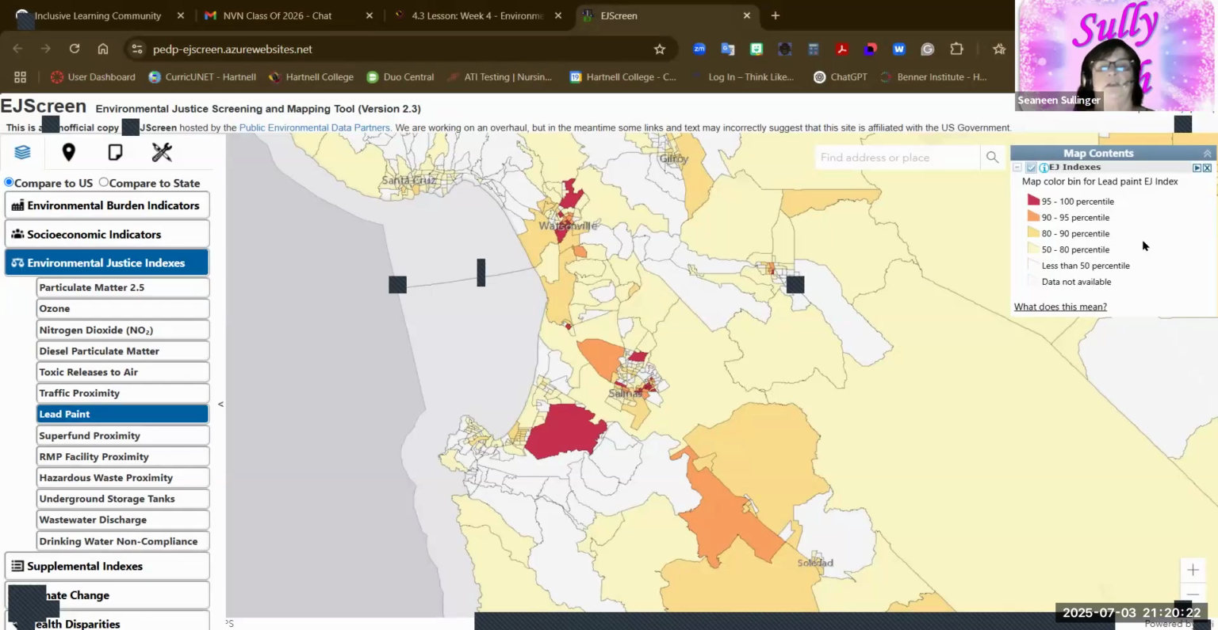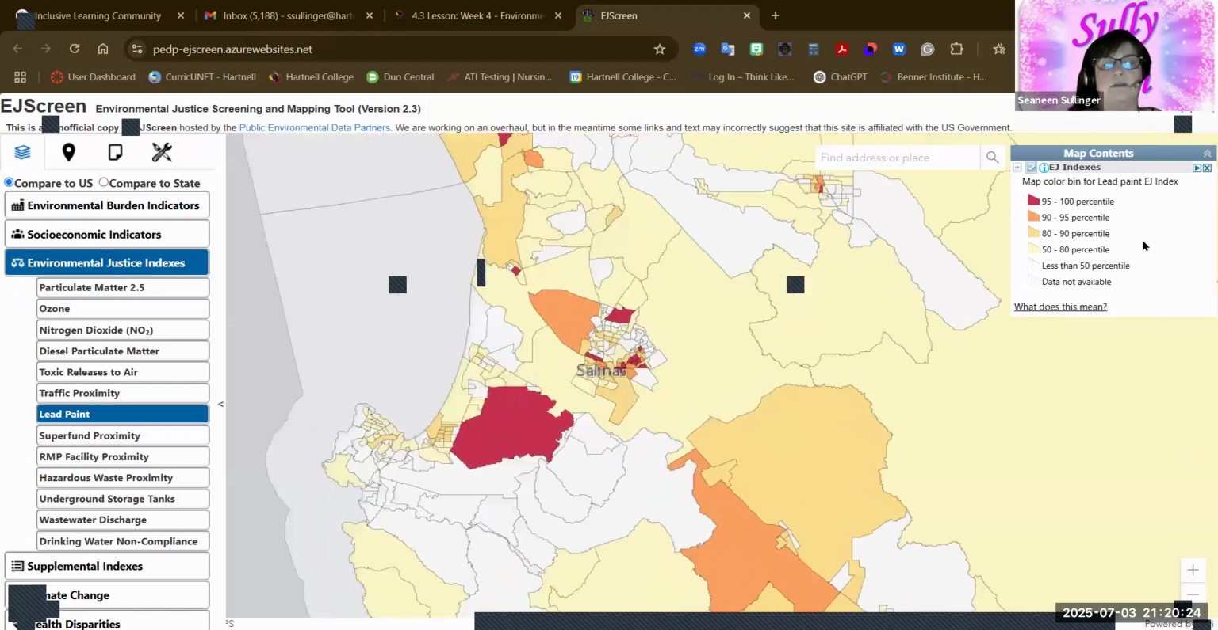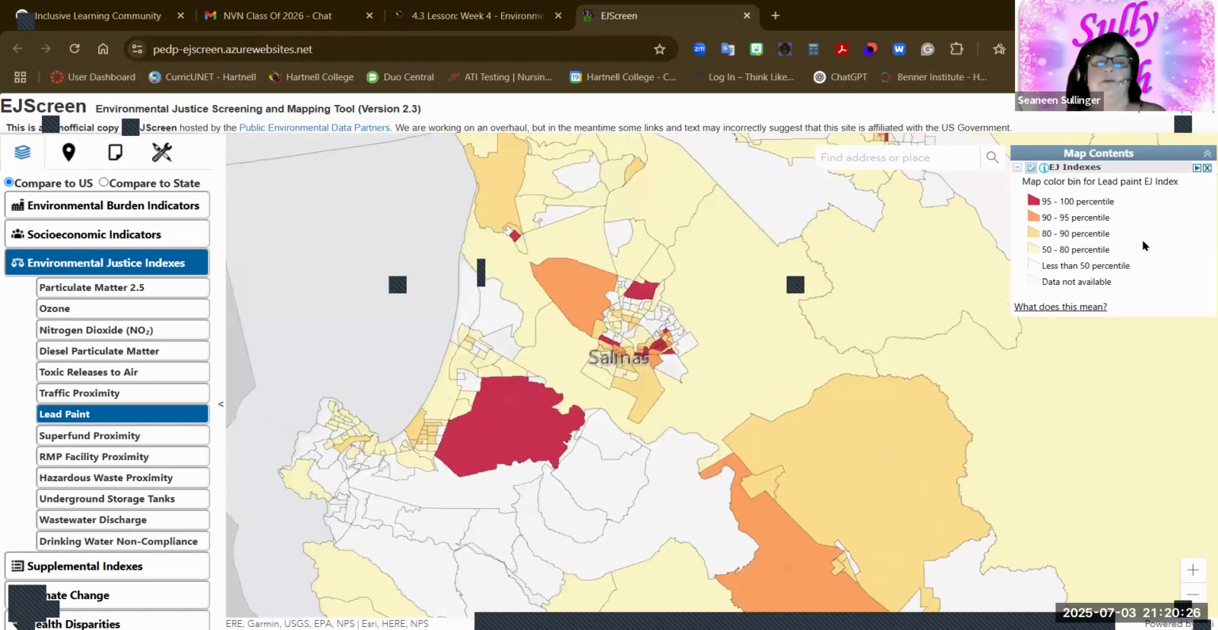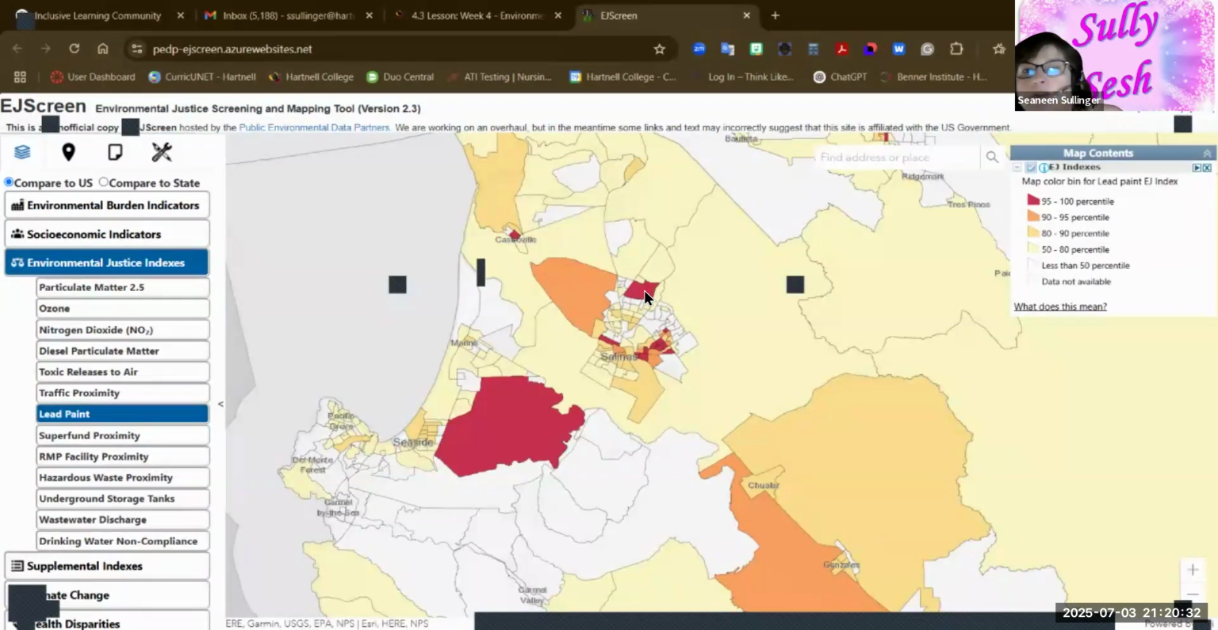And so if you look at the wider area, you can see quite a few areas where the lead paint is higher in Salinas, some of those areas. And then this area looks to me to be probably part of Fort Ord, would be my guess, and I would expect that there would be lead paint in that area.